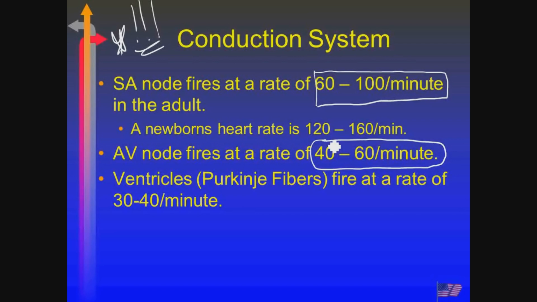And the heart's smart enough to know, if my SA node is damaged and my AV node is damaged, the ventricles themselves can intrinsically fire at something less than 40 beats per minute. Does that make sense? So it only fires at those rates if the previous one is not working? You got it. So the ventricle would never fire on its own because it's getting innervated at a faster rate. It's a backup. The ventricles would never fire at that rate because they're always getting innervated by something above it.